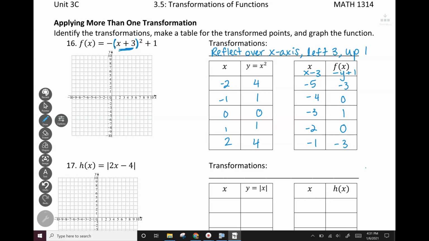Let's put them on the graph and see what it looks like. -5, -3, -4, 0, -3, 1, -2, 0, and -1, -3. All right, there's your parabola. Got reflected over the x-axis, so it's now upside down. It shifted left 3 and up 1.